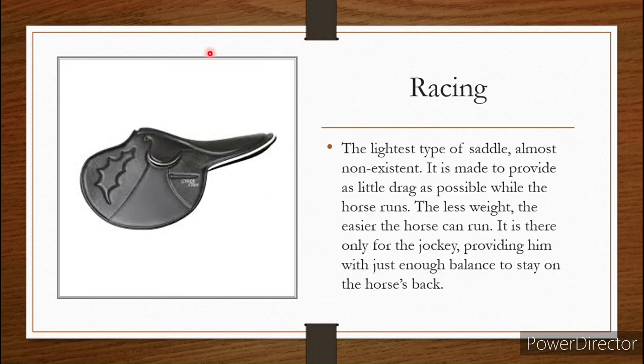Racing saddles. This is the lightest type of saddle. It's almost non-existent, and it is made to provide as little drag as possible while the horse runs. The less weight, the easier the horse can run, and the better they'll do during a race. It is there only for the jockey to provide enough balance to stay on the horse's back. This does nothing else except support the stirrups and the jockey so he doesn't fly off while the horse is running. These saddles are so light.